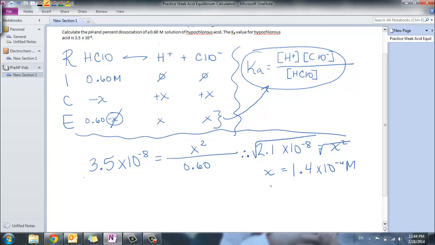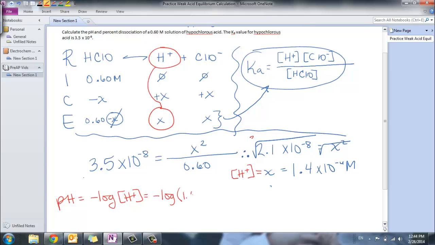So I want to point out that the hydrogen ion concentration that's actually produced is equal to X. So instead of having X here, I could also say that equals my hydrogen ion concentration. So of course we calculate our pH value by doing negative log of our H concentration. So that's going to be negative log of 1.4 times 10 to the negative 4. So you just type that in your calculator exactly as is. And we get 3.84. So that's our pH value. So that's the answer to the first question.